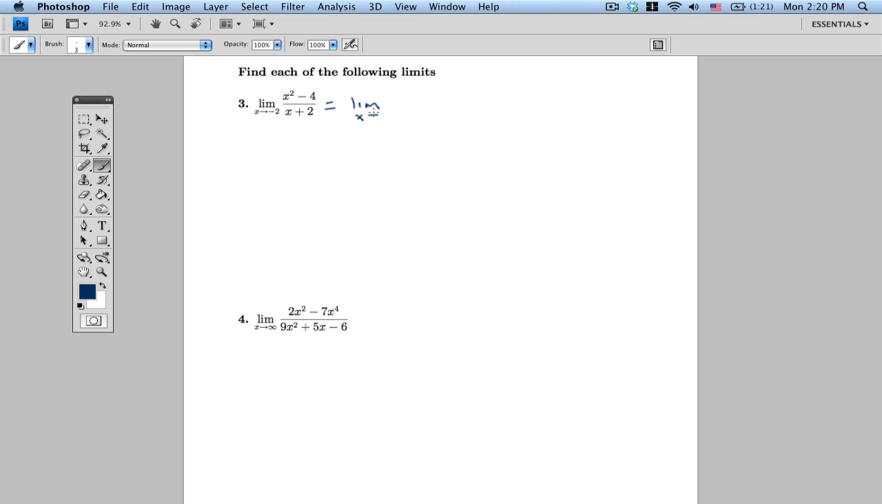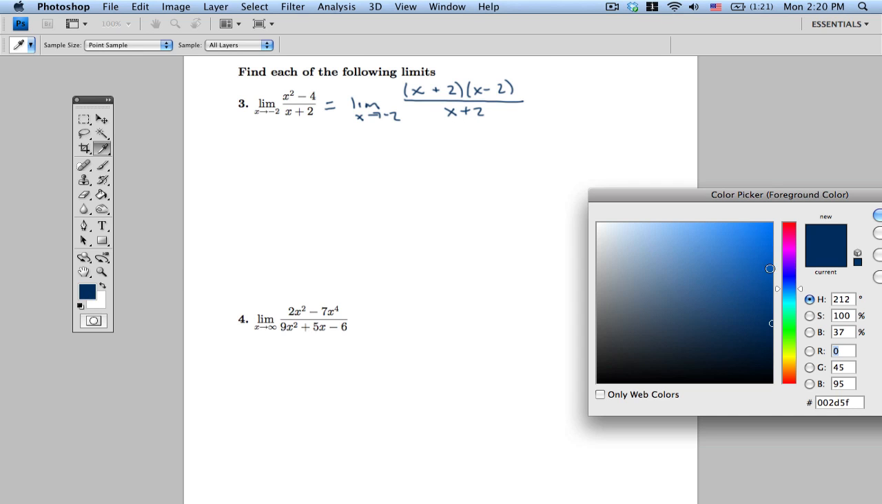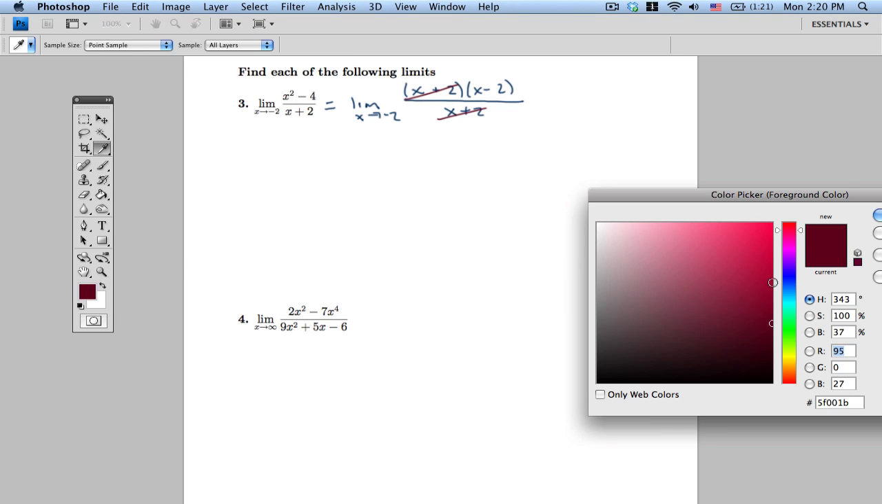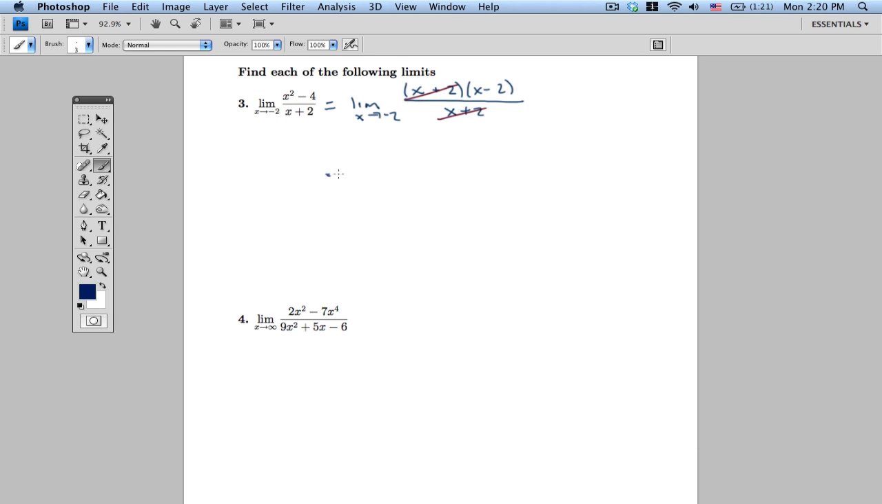Now, in this case, the top we can factor. So the top we can rewrite as x plus 2 times x minus 2, and the denominator is just x plus 2. And so the x plus 2 terms are going to cancel out, right? And we'll be left with something a little bit simpler to work with. So we'll be left with the limit of just x minus 2 as x is approaching negative 2. And now we can just plug negative 2 in, right? What this becomes is negative 2 minus 2, which is negative 4.